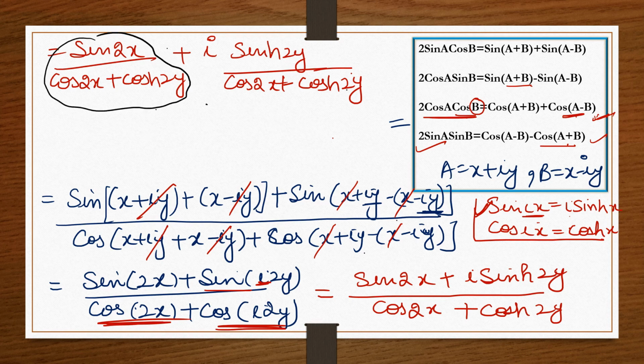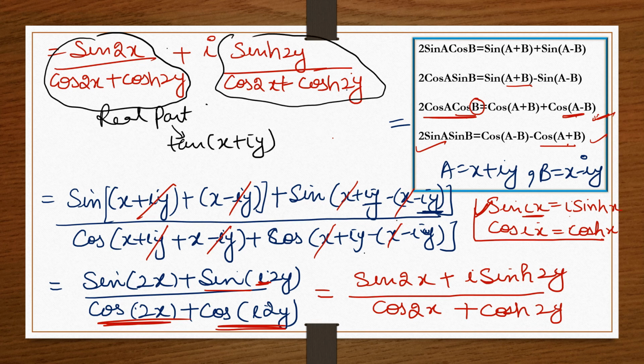This is the real part of tan(x plus iota y), and this is the imaginary part of tan(x plus iota y), right? This is how you can find the real and imaginary part of tan. Now let's do it for cot.